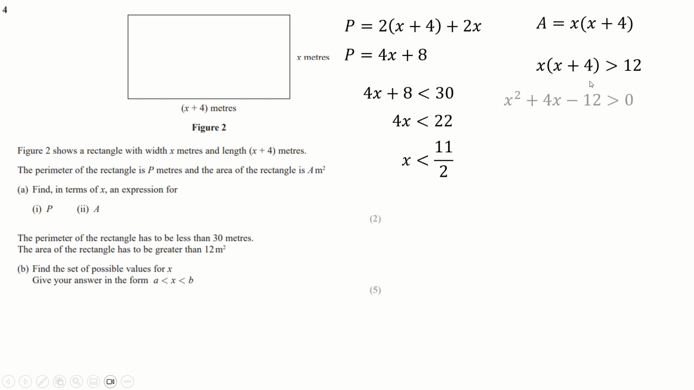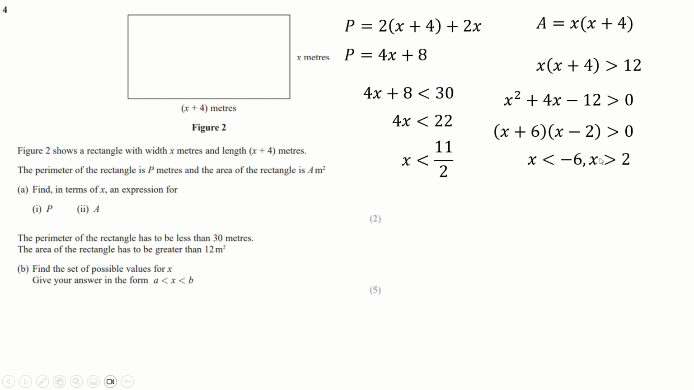This one, expand out and move the 12 to this side. Lots of ways you can solve quadratic inequalities, but if you just find the critical values by maybe factorizing, critical values at minus 6 and 2. If you want to be greater than 0, you want to be either side of those. So x less than minus 6, x greater than 2. Now, x can't be less than minus 6 because then these sides don't make any sense. They're negative.